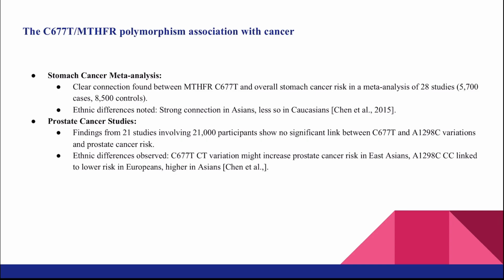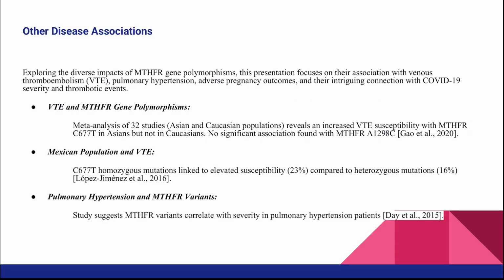Similarly, in the case of prostate cancer, again a meta-analysis showed that the CT variation was much higher for East Asians relative to the other populations, and the CC genotype, the CC allele, was linked to lower risk in Europeans, hence proving advantageous for Europeans, but a higher risk of incidence of prostate cancer in the Asian population for the CC homozygous genetic polymorphism.